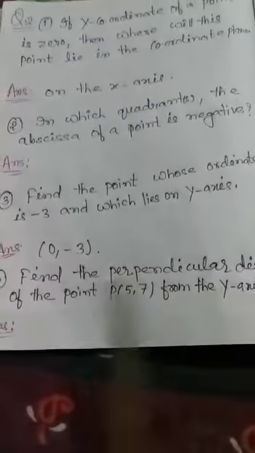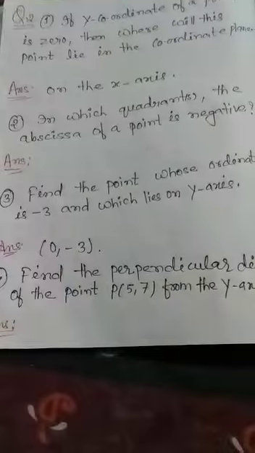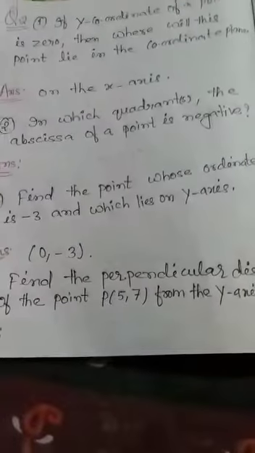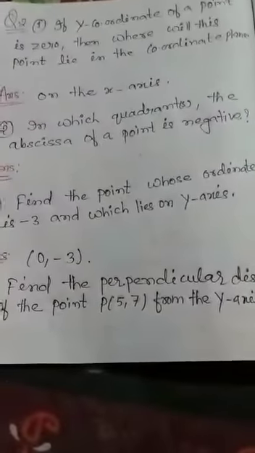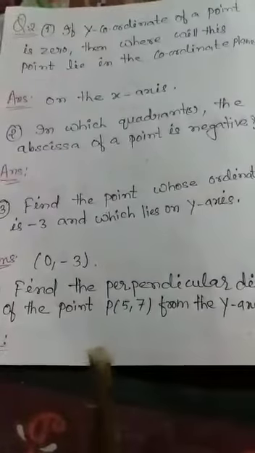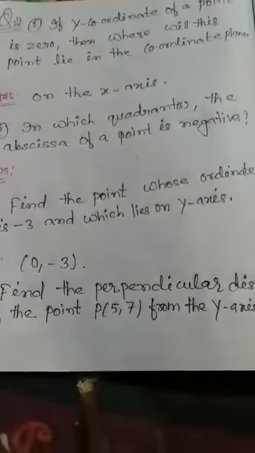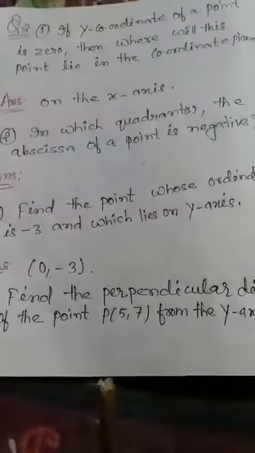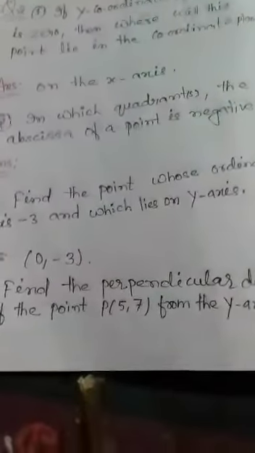Other question you have to solve is: find the perpendicular distance of the point P(5, 7) from the y-axis. Please find the perpendicular distance of the point. This much for today's class, and what you have to do is solve all the solved examples of this chapter. You have to solve all the solved examples of the NCERT textbook of the chapter Coordinate Geometry, and you have to show me also.